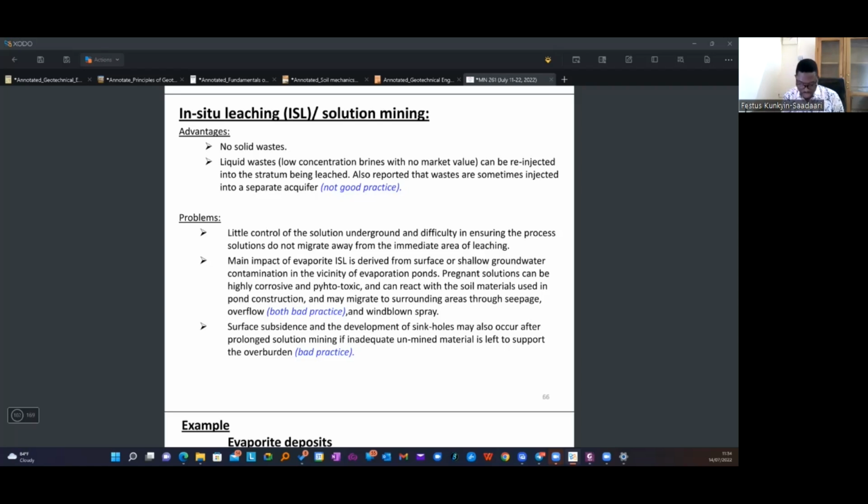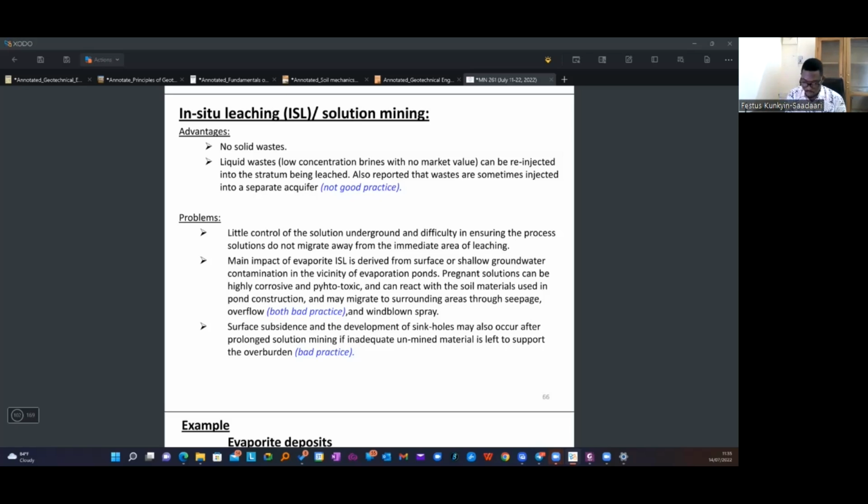Problems. Then it says little control of the solution underground and difficulty of ensuring the process solutions do not migrate away from the immediate area of leaching. That's exactly what Mr. Barney came up with. So when you are doing this type of leaching, you don't have control of what is happening underground. And if you are not too sure about the chemical you are dumping in there, at the end of the day you don't have an idea what extent of damage you are going to cause, and then it is not worth doing this type of mining.